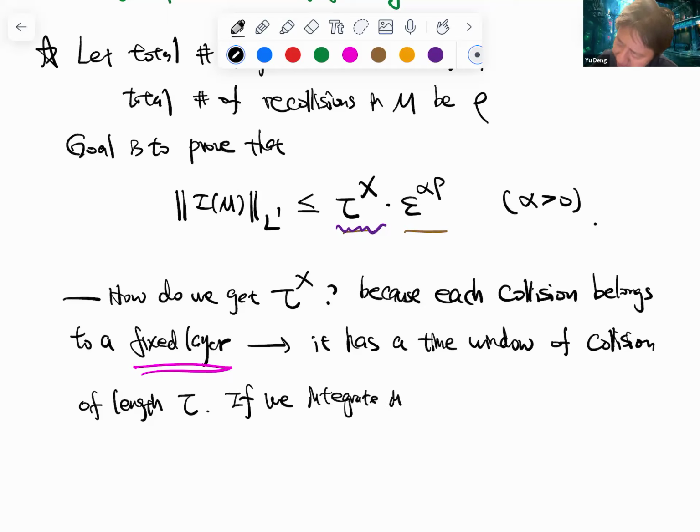If we integrate in time, we get tau. But then since we are integrating in all the x collisions, we're getting tau to x. So this is kind of an easy argument that allows you to get this factor tau to x from the L1 norm, which is a probability.